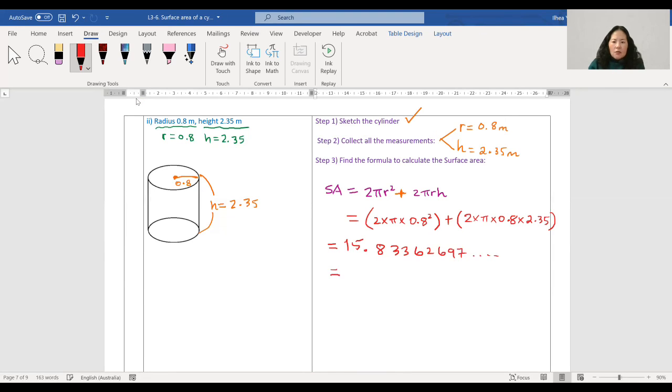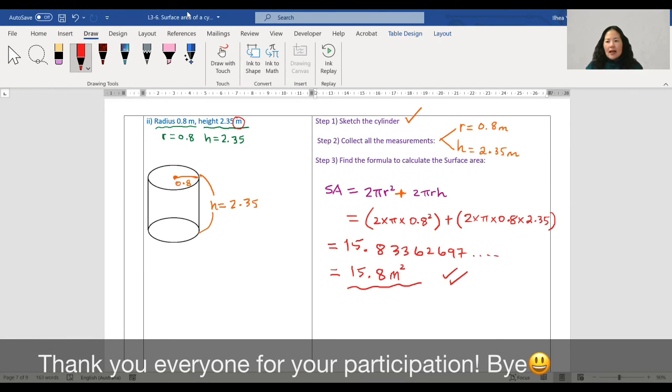Now I want you to put this answer into 1 decimal place. What would that be? 15.8. Oh, beautiful. What's our units? Square meters. That's all for today's lesson. Well done, people.